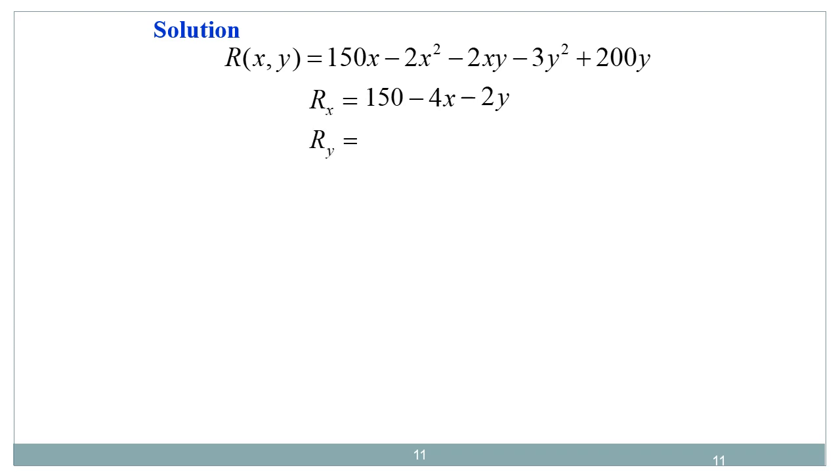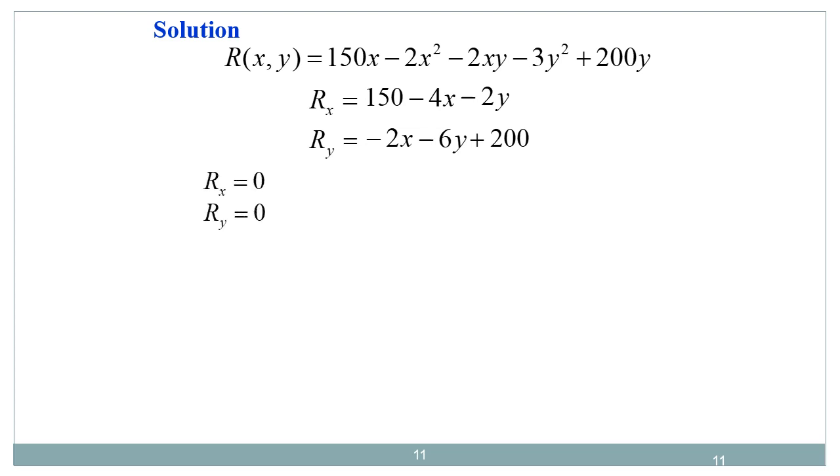R sub y, we will have the first term 0, the second term 0, the third term negative 2x, the fourth term negative 6y, and the last term plus 200. So we have R sub x and R sub y. You can directly find R sub xx, R sub yy, and R sub xy, or you find out what x and y are first.